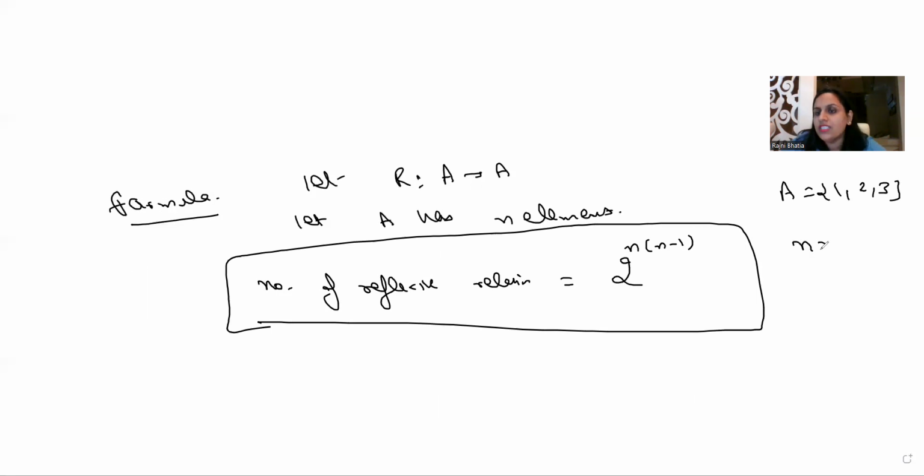A. Now since the set A has 3 elements, the number of reflexive relations possible is 2 raised to the power 3 into 2, which is 2 raised to the power 6, which is 64. So there are 64 relations on A which are reflexive. So this is a very important topic. Number of reflexive relations. Now we'll move to the symmetric part.